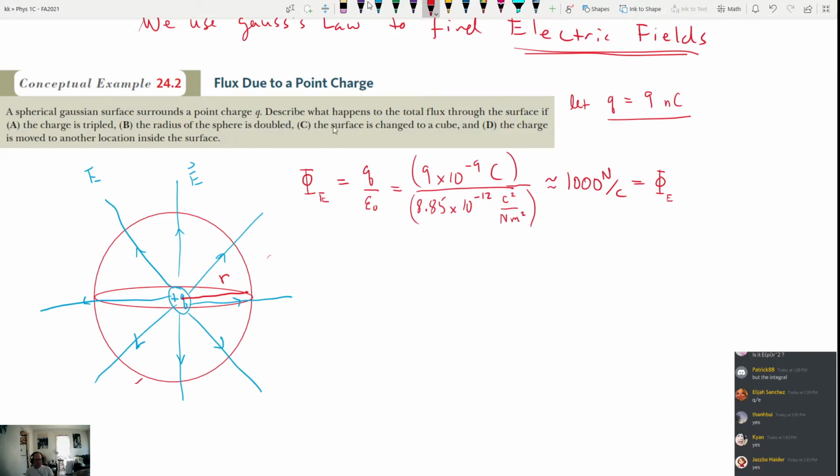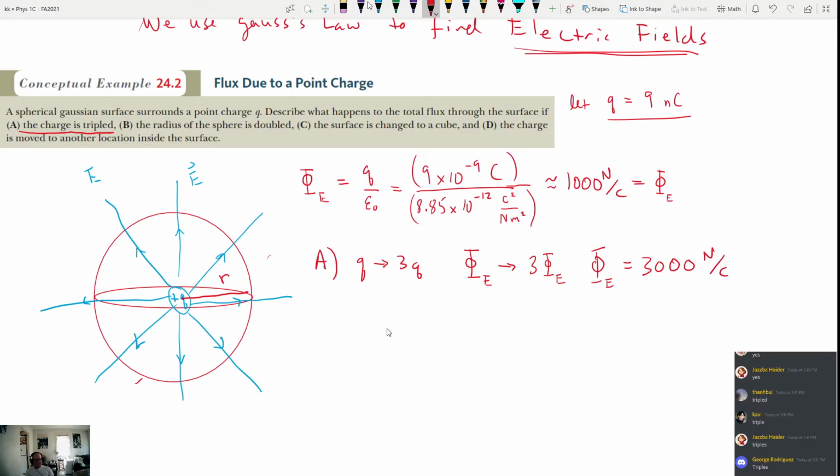The question is, what happens to the total flux through the surface if the charge is tripled, right? So for part A, Q goes to 3Q. What happens to the flux? Does it get cut in third? Does it triple? Does it stay the same? It triples, right? That should be pretty obvious. This should go to 3 times whatever our original flux was. Which means in this case, our new flux is now equal to about 3,000 newtons per coulomb.